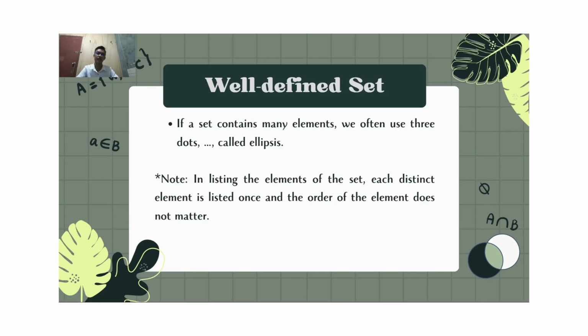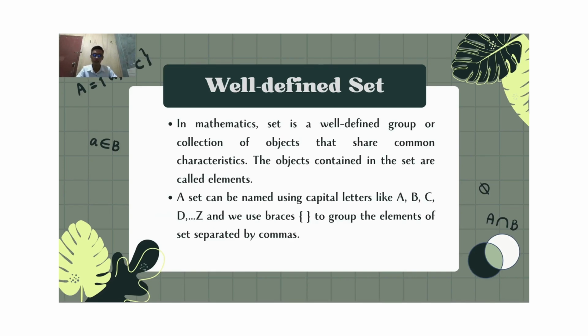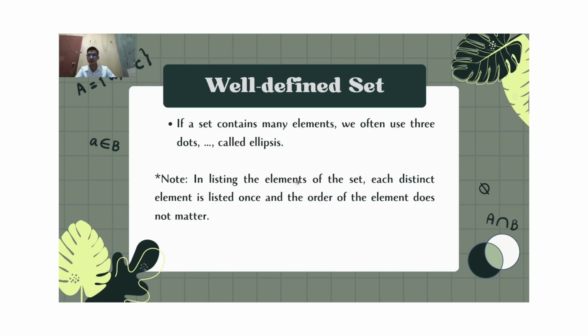On the other slide, if a set contains many elements, we often use three dots, and it is called an ellipsis. If we go back to the last slide, we can see A, B, C, D, and the three dots. It refers to and so on and so forth. Please do take note.